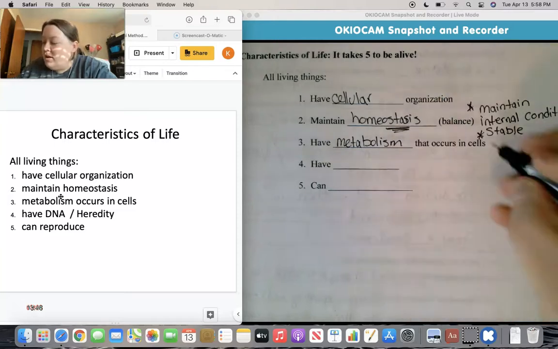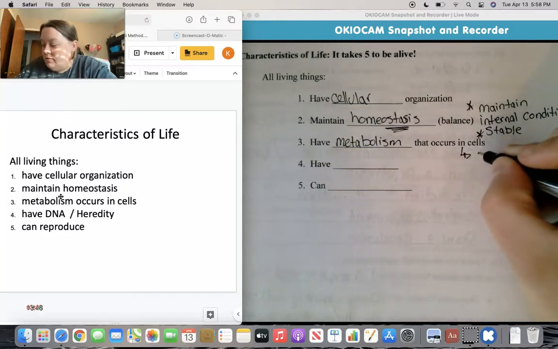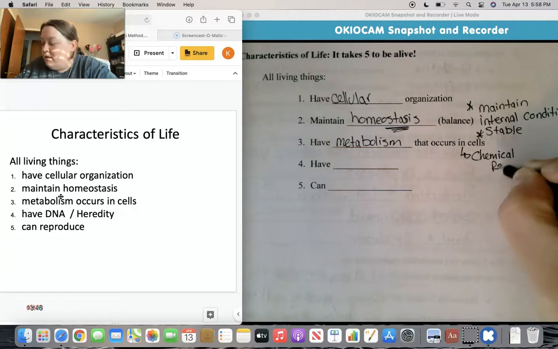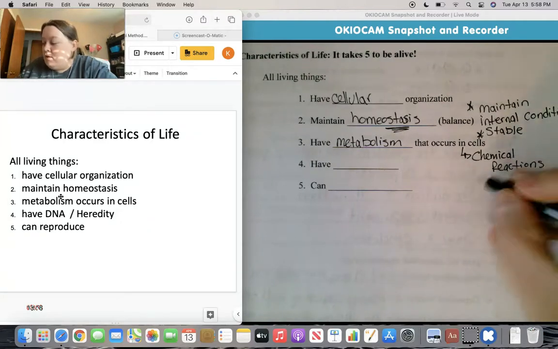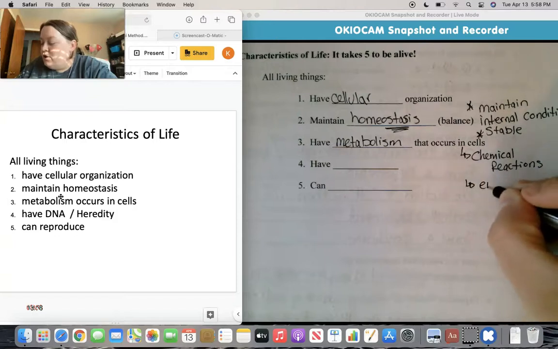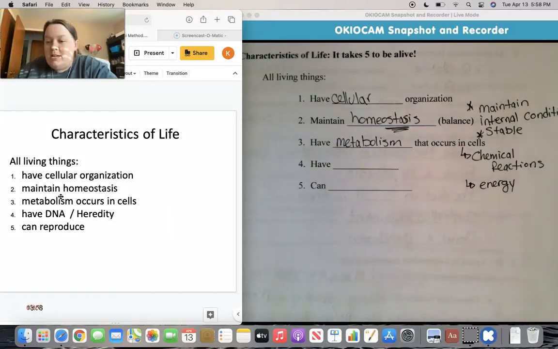Metabolism is all of the chemical reactions that occur in your body. Your key words for metabolism are chemical reactions and energy. If it's asking about metabolism, you're going to have one of those words in your answer or in the question, depending on what it's asking.